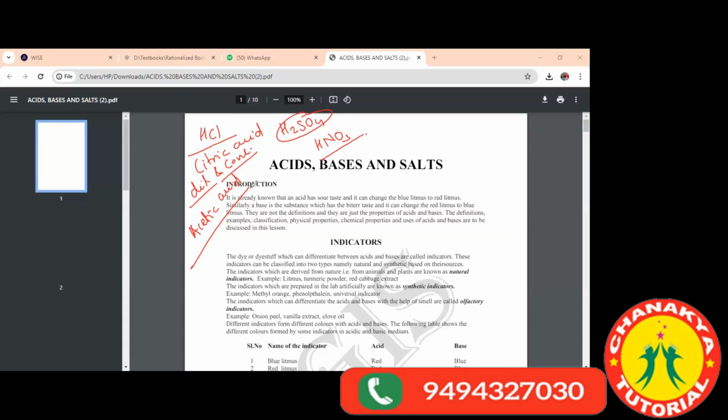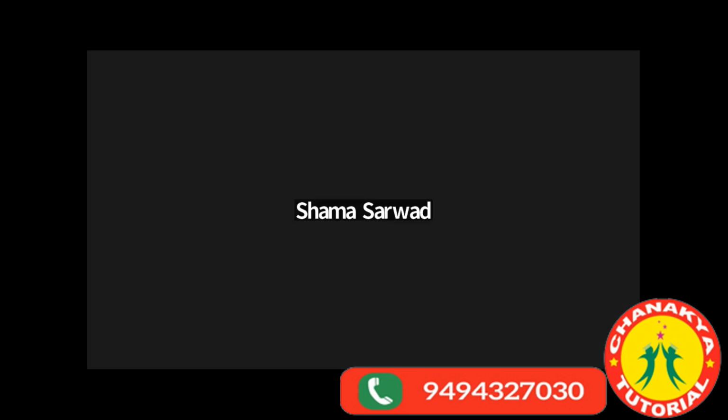Because one basic reaction we know: when acid reacts with base, it forms salt and water. And this reaction is called what? Neutralization reaction, that you might have learned in the previous chapter. Have you learned it? Yes, ma'am. I hope you might have learned the types of reactions in the previous chapter, right? What are the types of reactions? Tell me.